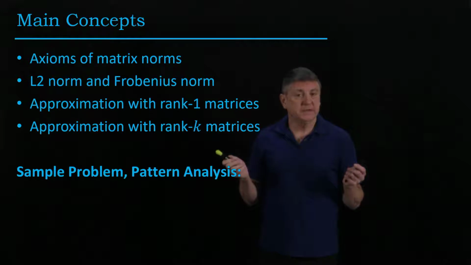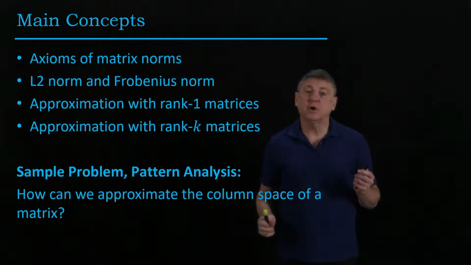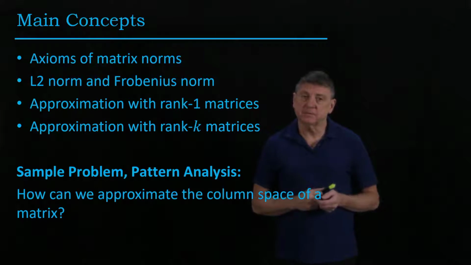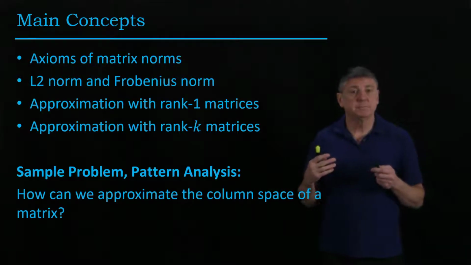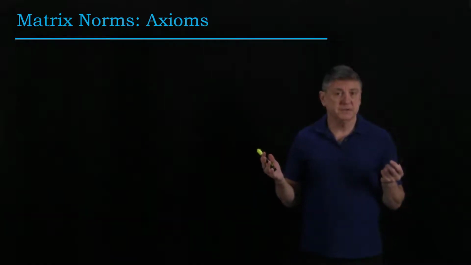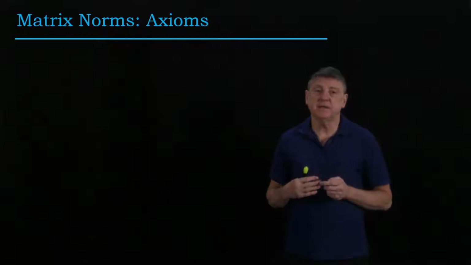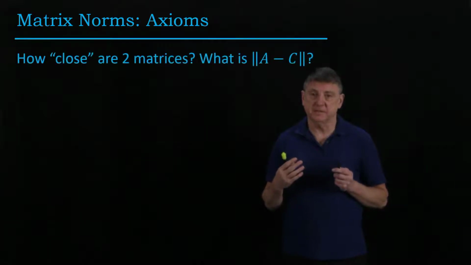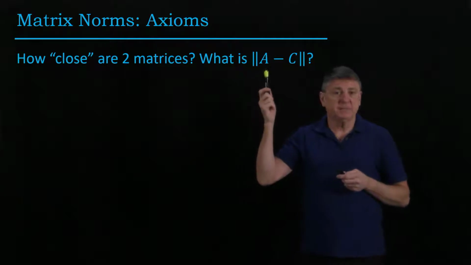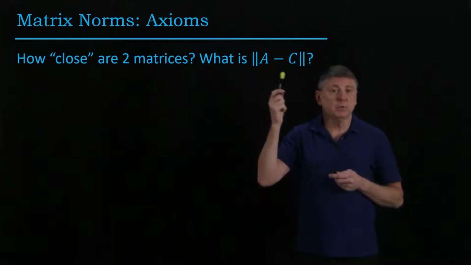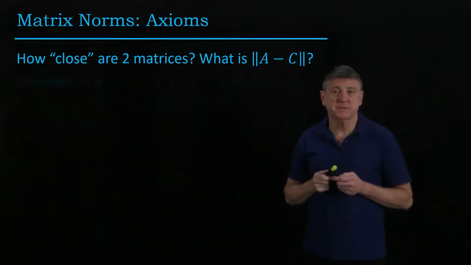One problem that we think of as we go through this lecture is how can we approximate the column space of a matrix? Well, to do these approximations, we need to have a way to measure two matrices, and this is done by using a norm that's an extension of the idea that we have from vector spaces. So the question that we want to answer is, if we have two matrices, how close are they? That is, how can we measure the difference between two matrices?